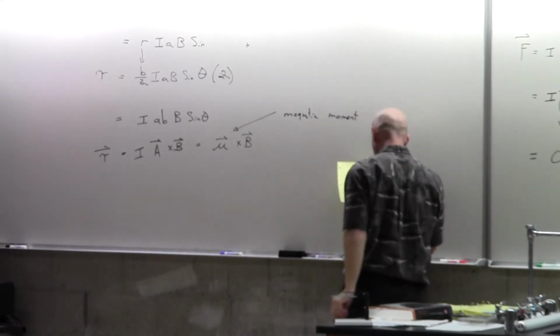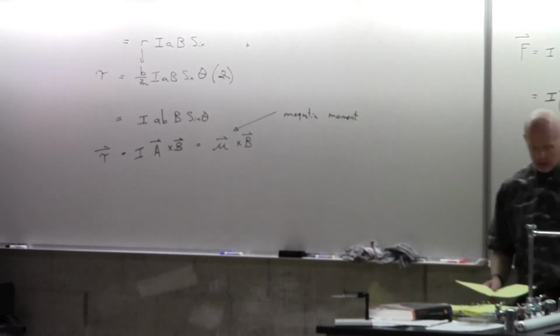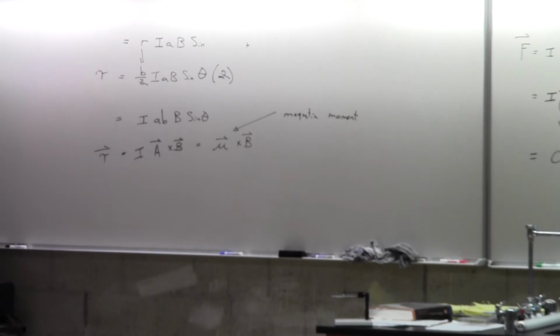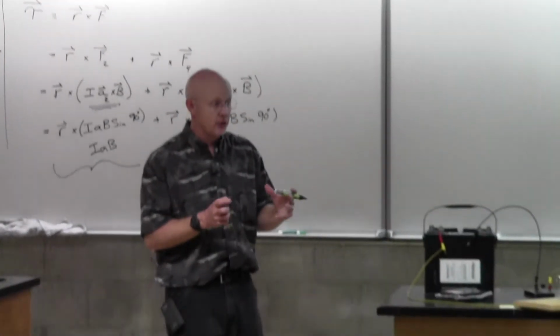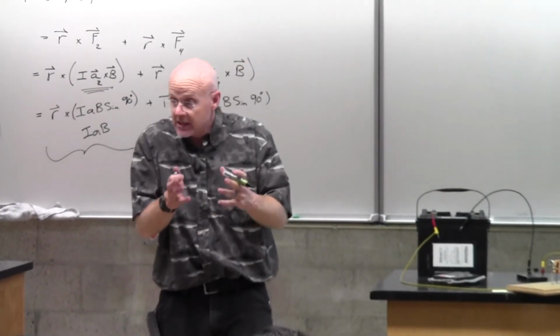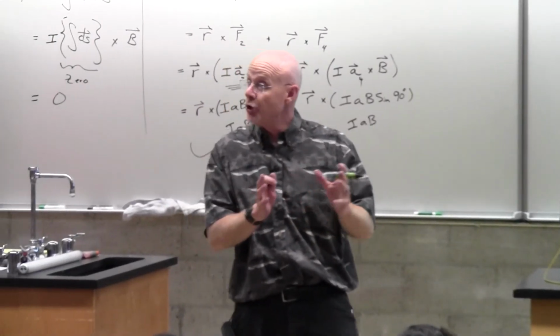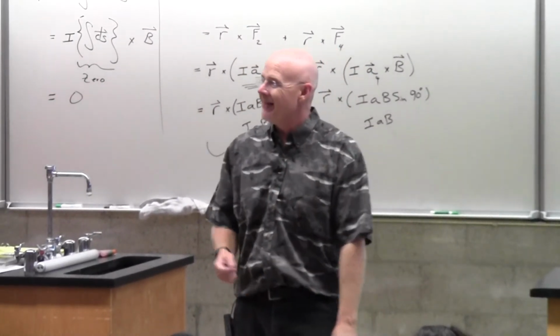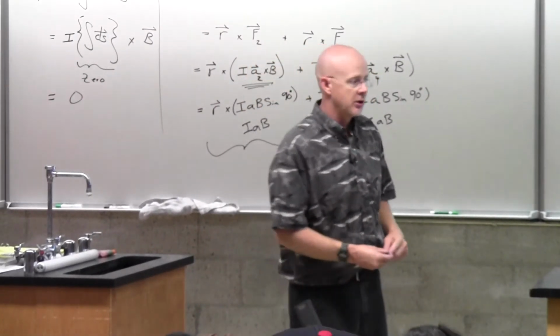And so the magnetic moment is a combination of how much current you have and how much area you have. It's those two things together, along with the direction of the magnetic moment, that is going to determine how much torque you have.